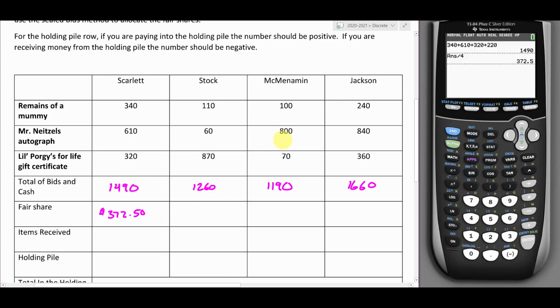All right, and we got to repeat the process for our other three social studies teachers here. So Stock would only be happy if he received $315 worth of things in cash, and McMenamin would only be happy if she received $297.15. And I wrote that kind of sloppy there.